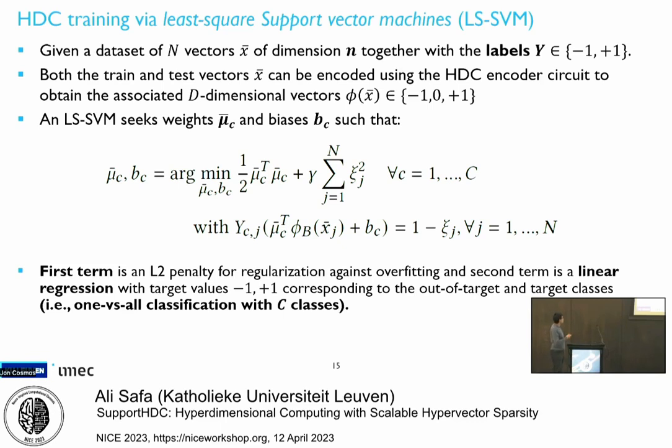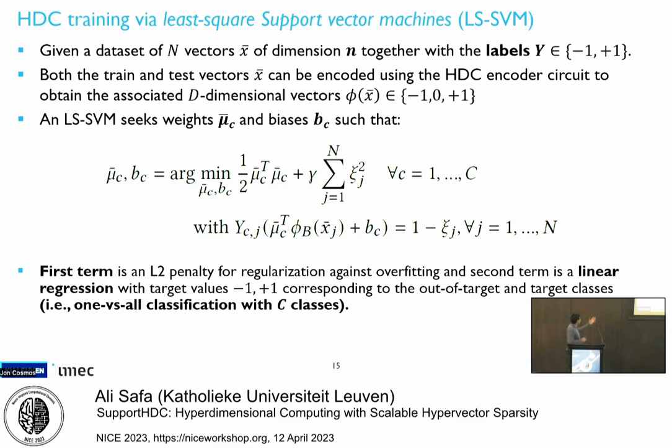So given a certain data set of vectors X, we have n of such vectors in our data set with labels Y. We encode them into their hypervectors that we call phi of X, and we solve this optimization problem, which is a mean square error minimization problem plus a regularization, like ridge regression, really. So to learn this mu vector, which is the weight of that support vector machine, but in our context, it is the centroid hypervector, so the class prototype hypervector. So we learn this mu and this bias such that we can classify this encoded data set.